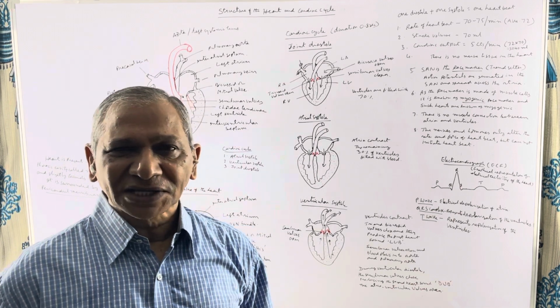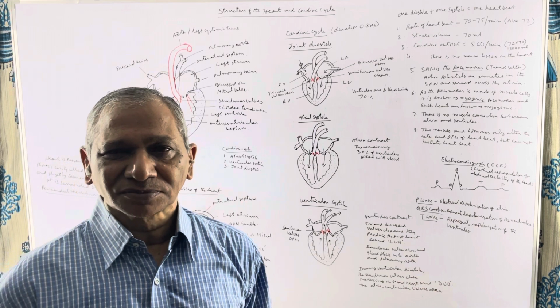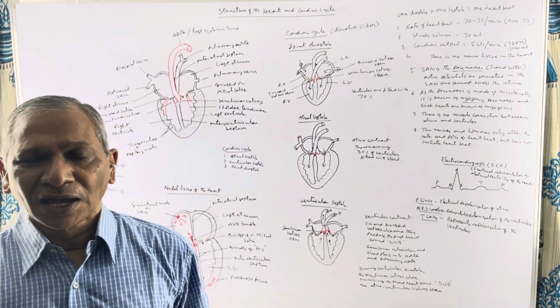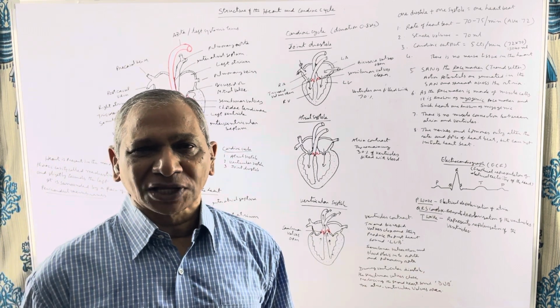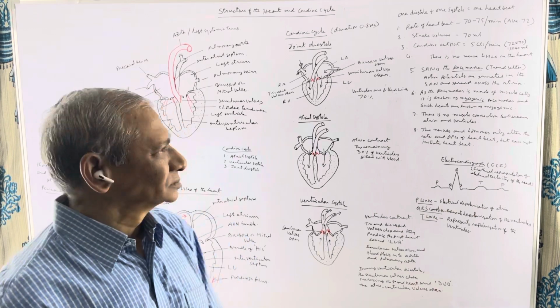So every minute, our heart pumps 5 liters of blood. In our body, roughly there is 5 liters of blood, and the entire blood present in the body passes through the heart every minute.